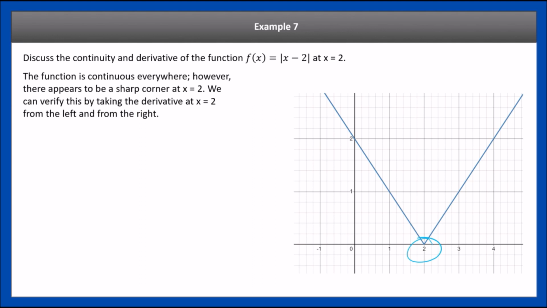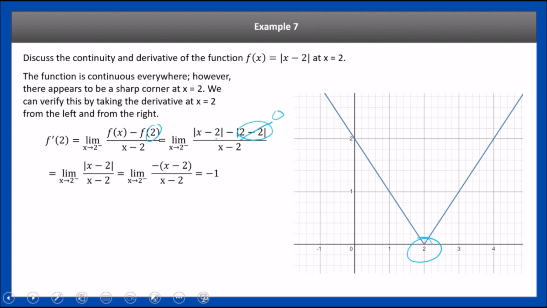We're going to take the derivative from the left and the derivative from the right to see what we get. So if I take the left derivative, that is the limit from the left as x approaches 2 from the left, we get this, right? Remember, f of x is an absolute value, and when we plug in 2 into the function, this actually just goes to 0. So we're left with the absolute value of x minus 2.